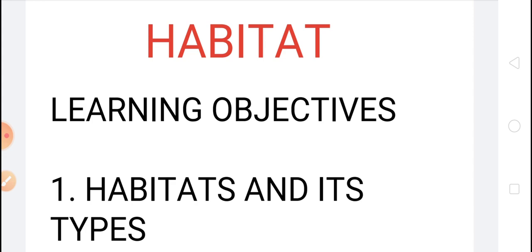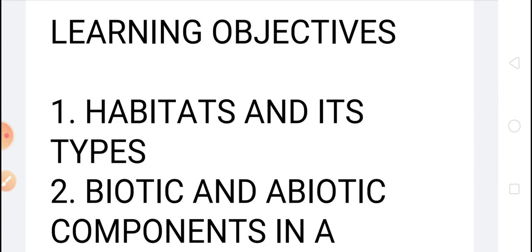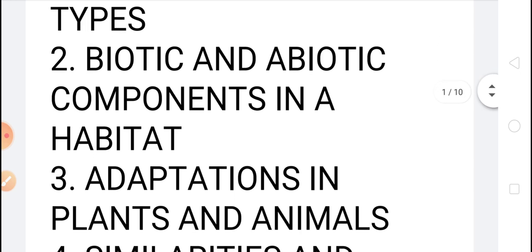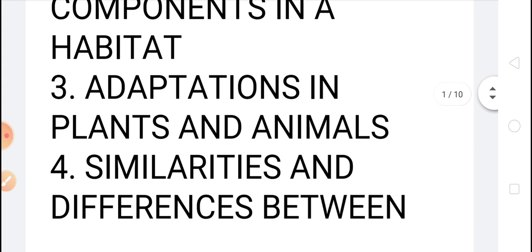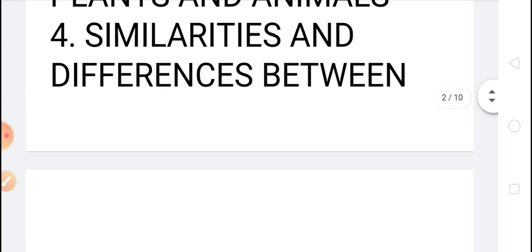Children, today we are going to start a new lesson, chapter 9, and the name of the lesson is Habitat. The learning objectives of this lesson are: we are going to study habitat and its types, biotic and abiotic components in a habitat, adaptations in plants and animals, and similarities and differences between living and non-living things. These are the learning objectives of this lesson.